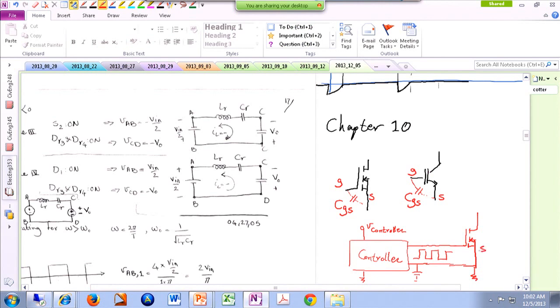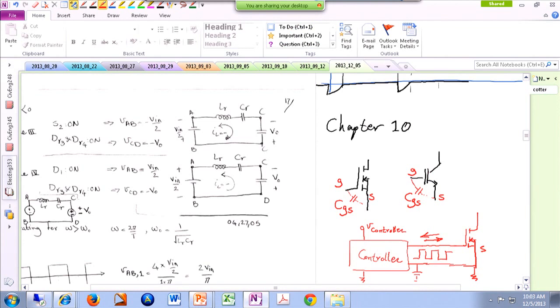Our controller is generating a signal with respect to the ground, and our switch also has its source grounded, so we can just directly connect them to each other. Now, it may work, it may not work, depending on the controller and how much current this controller can sink or source. Remember, we want to charge this cap very, very quickly. But sometimes the output stage of your controller cannot sink or source a lot of current.